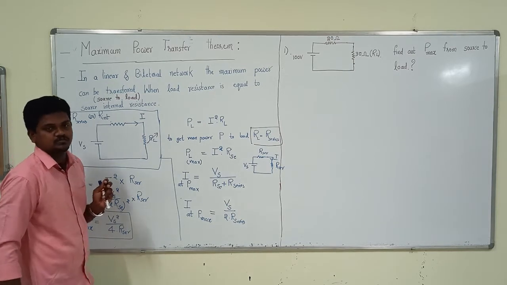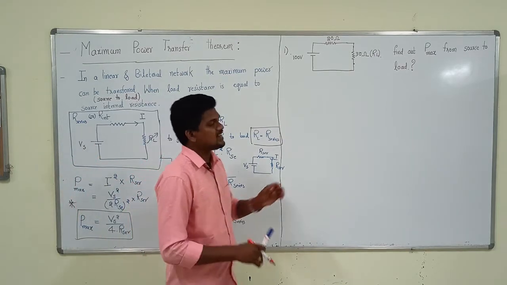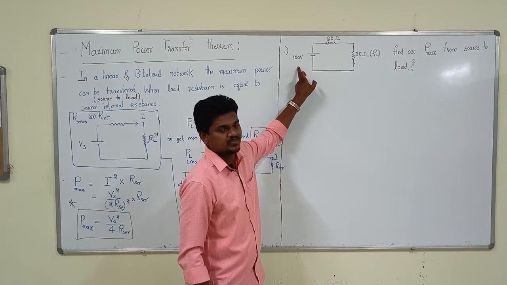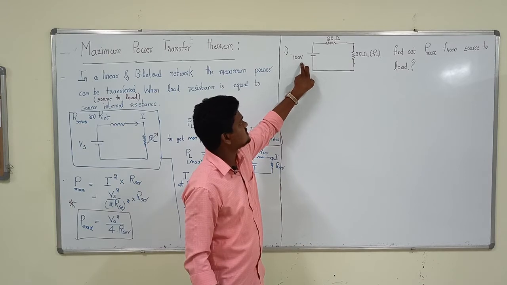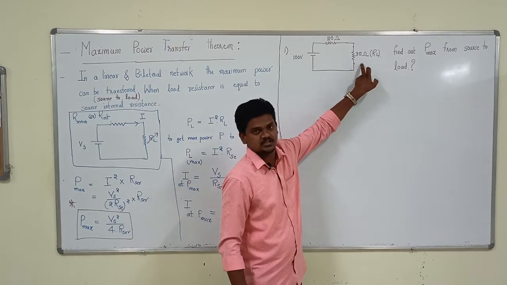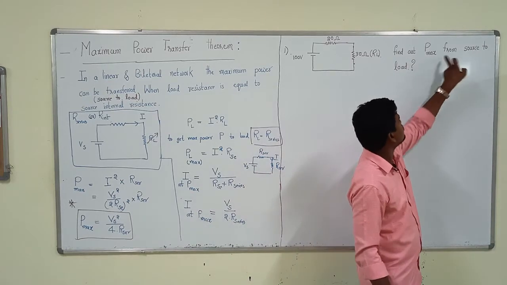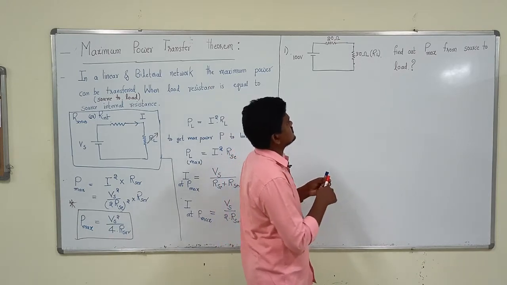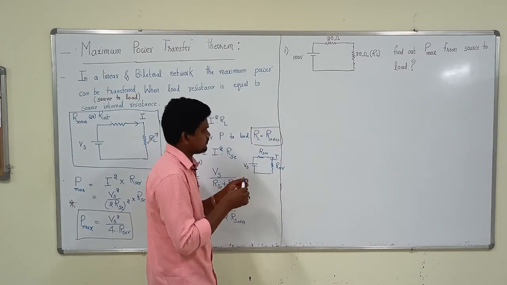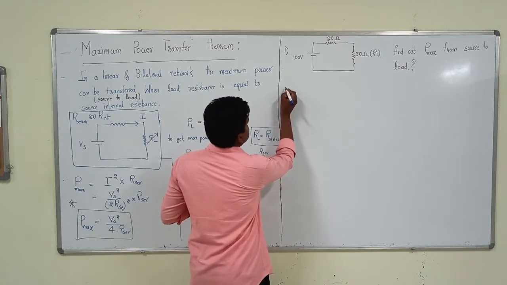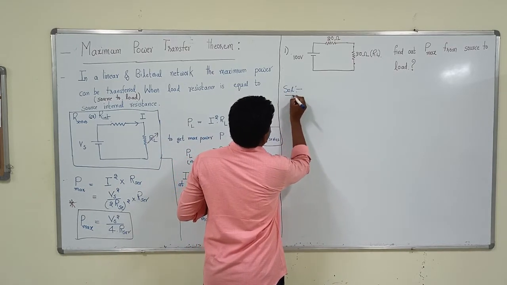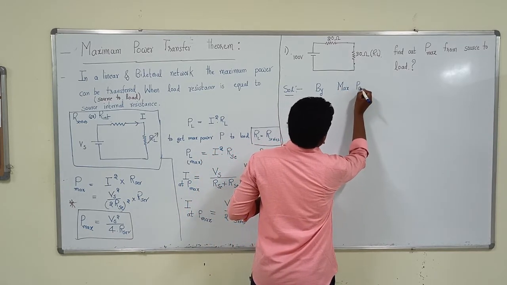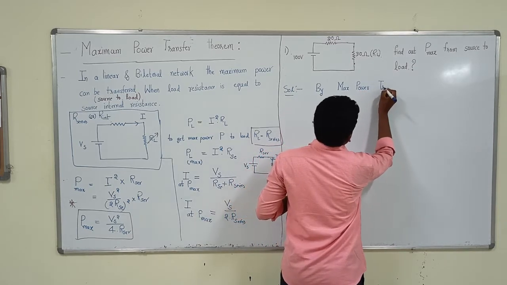So in your examination, in the practical problems, he will ask directly like this: a circuit is given with a source, an internal resistance, and a load resistance. He is asking to find the maximum power from source to load. Wherever the load is, just take it as the load. The solution is by the maximum power transfer theorem.